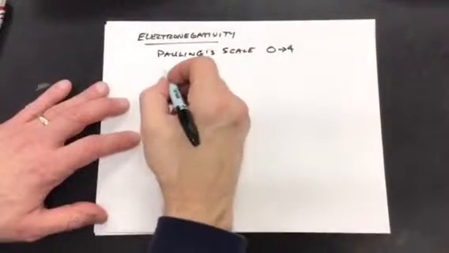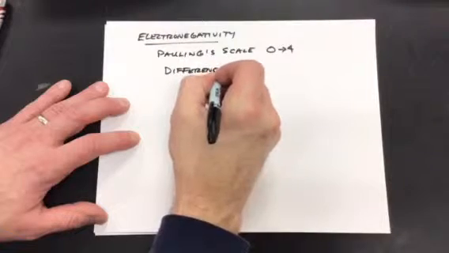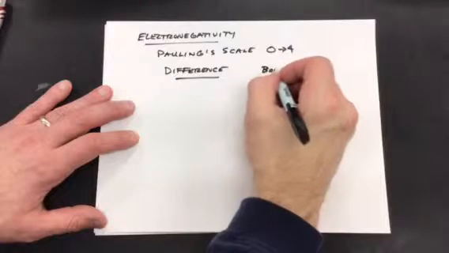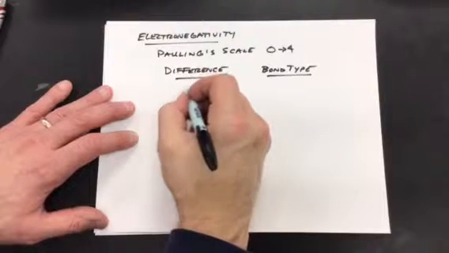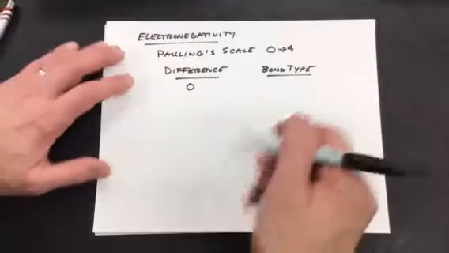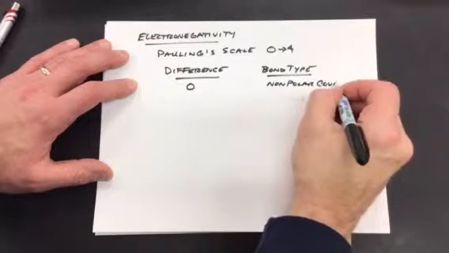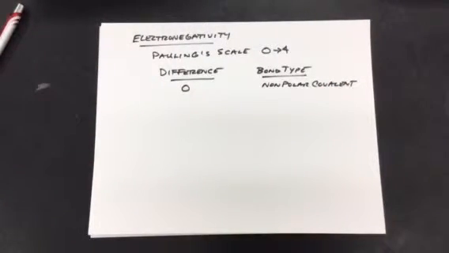Okay, so then what we do is we say, what is the difference in electronegativity? And then once we have that difference, we can establish the bond type. So it turns out if you have a difference of 0 exactly, then that molecule is truly nonpolar covalent. That means it's an equal sharing of the electrons in that chemical bond.